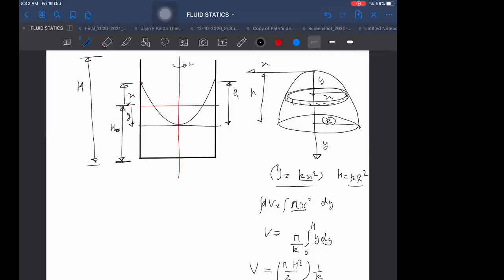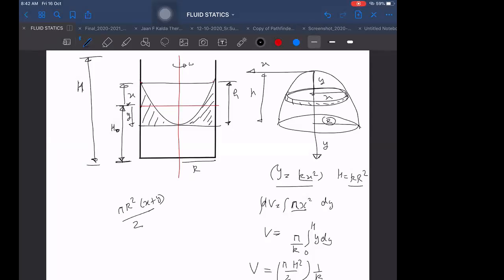Now I will write the volume of the paraboloid shape. This empty space volume is, if the empty space volume is half of the cylinder volume, then this remaining space volume will also be half of the cylinder volume. So what is this remaining space volume? Pi r square into (x plus y) by 2.